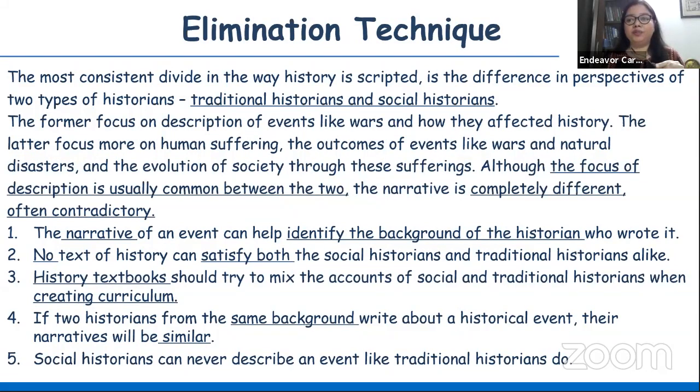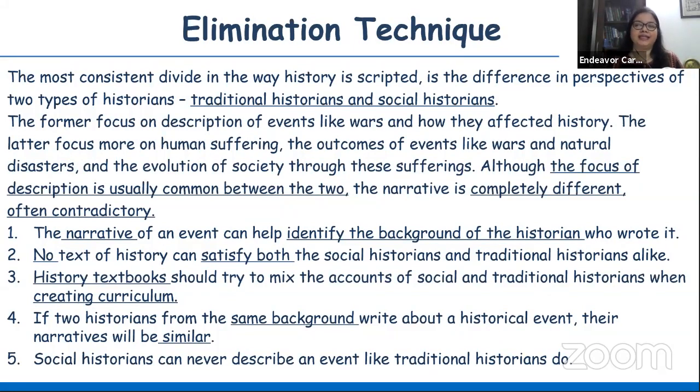History textbooks should try to mix the accounts of social and traditional historians when creating curriculum. Where are we discussing history textbooks? Where are we discussing creating curriculum? There is no discussion on history textbooks, mixing these accounts, right? What am I left with? 4 and 5.